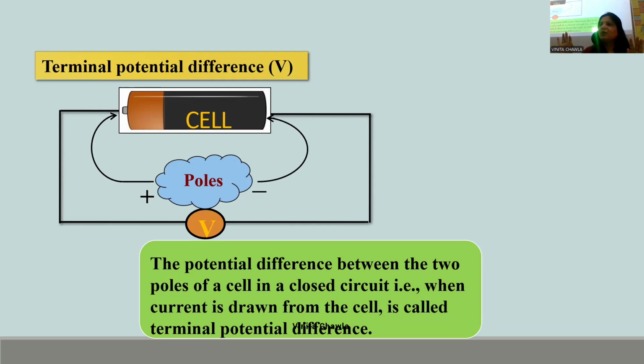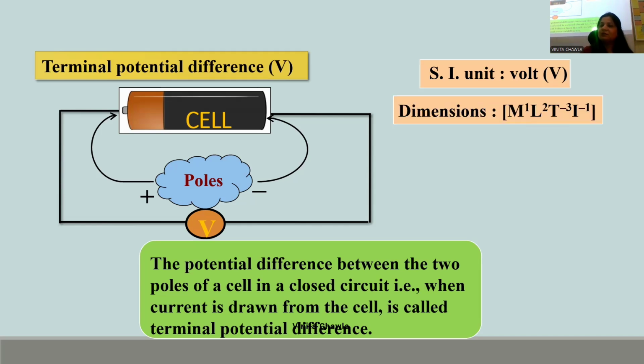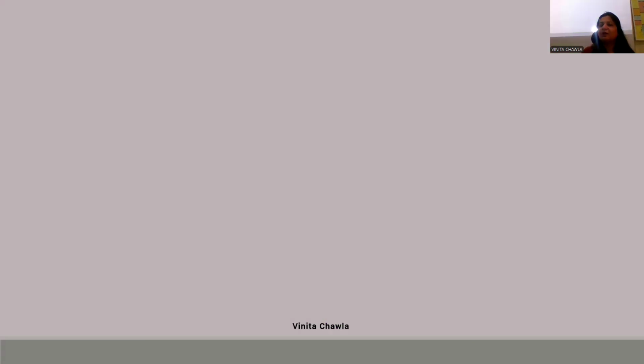Now you know the difference between EMF and potential difference. What is EMF? Work done by the charge to move from negative to positive terminal, and potential difference is the difference in potential when the circuit is closed and current is flowing. Okay, SI unit is volt. Dimensions same as EMF, mL2T minus 3 I minus 1.